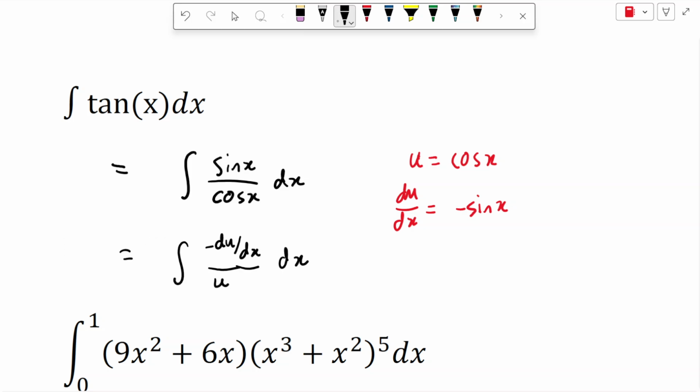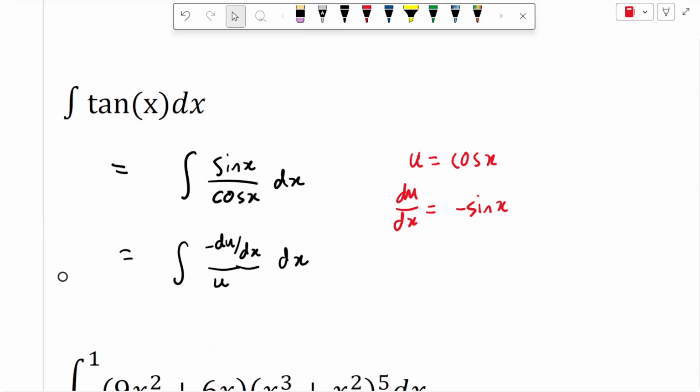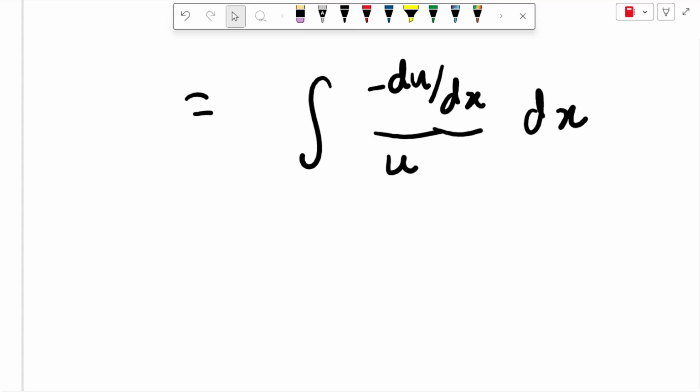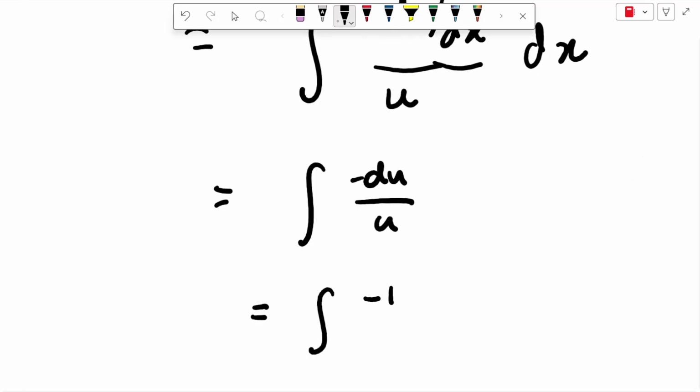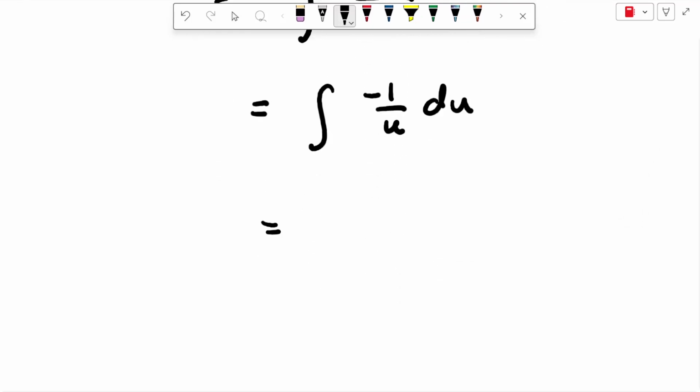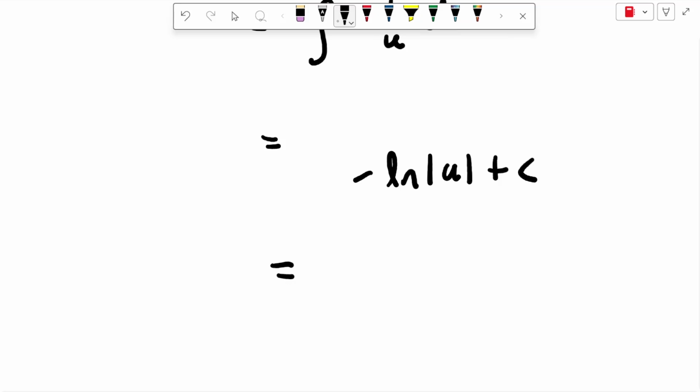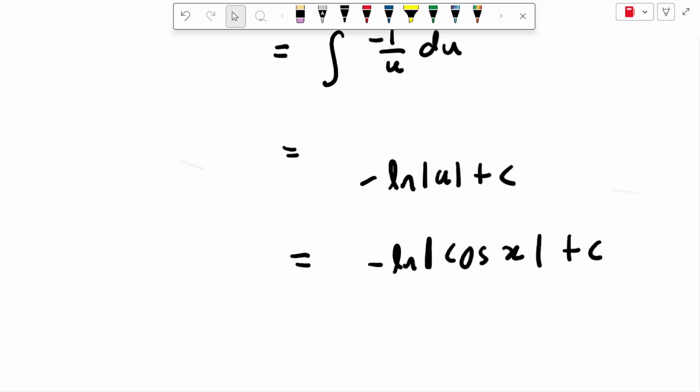And then we've got dx at the end. Same thing's going to happen. The dx's will essentially cancel off. So it's minus du over u. Or if you want a nicer way of writing this, it's minus 1 over u du, just like that. Okay, if we do this, the integral of 1 over u is log. And we still got the minus sign, and we got to put a plus c. And then we just have to sub back in what u was. So it's minus log of the absolute value of cos of x, plus c. c is a real number.